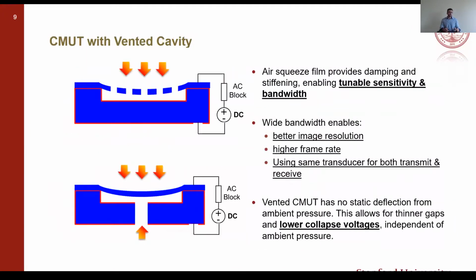And I would like to draw your attention right now to a technology that our lab has been developing during the last few years, a specific CMUT technology, which we call CMUT inverted cavity. The advantage of this technology is that it's specifically designed for airborne applications, and we design them to come with tunable sensitivity and bandwidth, which is hard to balance when you're doing imaging in the air. And they provide better image resolution, high frame rate, and you can use the same transducer to receive and transmit.